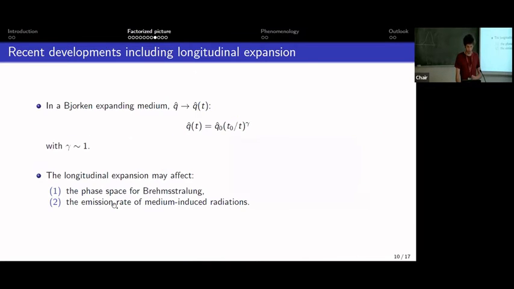All right, so just to flesh out some recent developments, which include the longitudinal expansion, because we have seen a couple of talks about the time-dependent Q hat applied to the problem of medium-induced emissions mainly. So here I will focus on how to extend this phase space to the case of a Bjorken expanding medium. So it's basically the same argument.